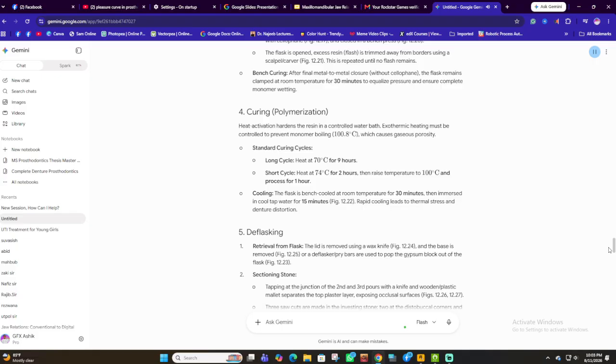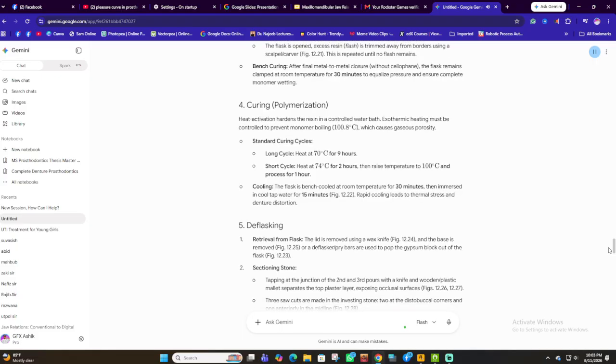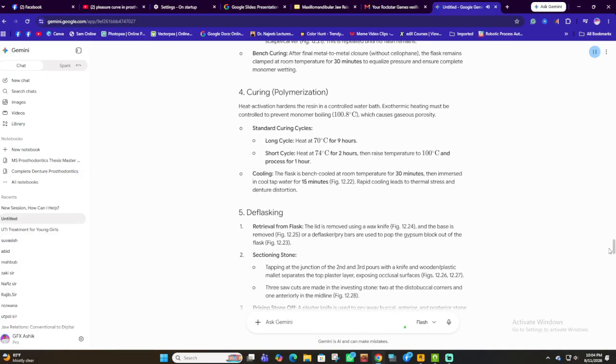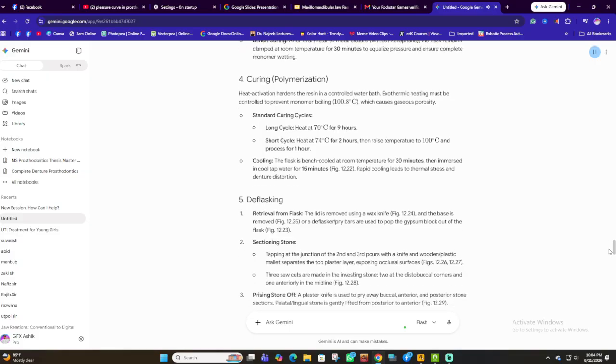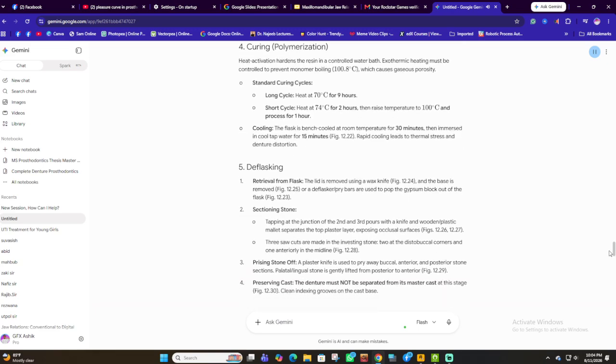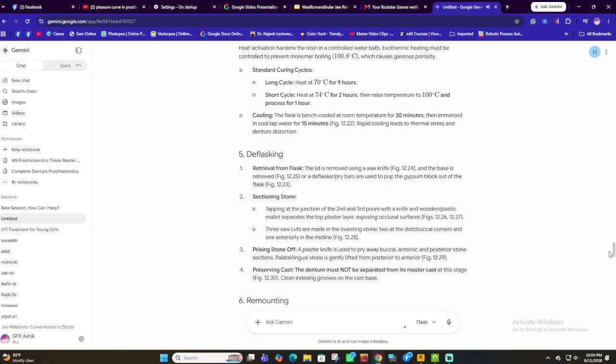5. Deflasking. Retrieval from flask. The lid is removed using a wax knife, Fig. 12.24, and the base is removed, Fig. 12.25, or a deflasker. Pry bars are used to pop the gypsum block out of the flask, Fig. 12.23. Sectioning stone. Tapping at the junction of the second and third pours with a knife and wooden or plastic mallet separates the top plaster layer, exposing occlusal surfaces, Figs. 12.26, 12.27.